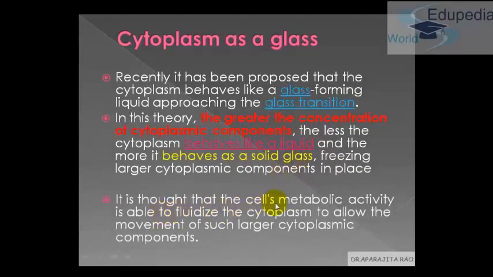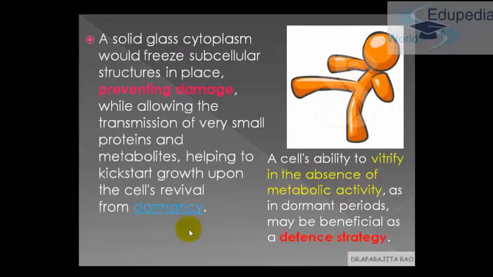Okay, so it is thought that the cell's metabolic activity is able to fluidize the cytoplasm to allow the movement of such larger cytoplasmic components. So what we are trying to tell is that the cell's ability to vitrify in the absence of metabolic activity, that is, it becomes like glass or freezes, is actually a defense strategy for the cell. Okay, so it helps prevent damage while allowing the transmission of small proteins and metabolites, so the function can keep on going, and it helps kickstart growth upon the cell's revival from dormancy.